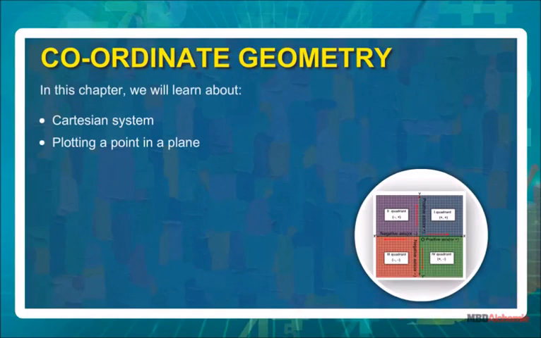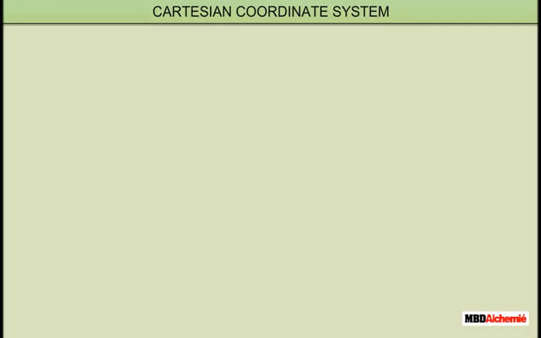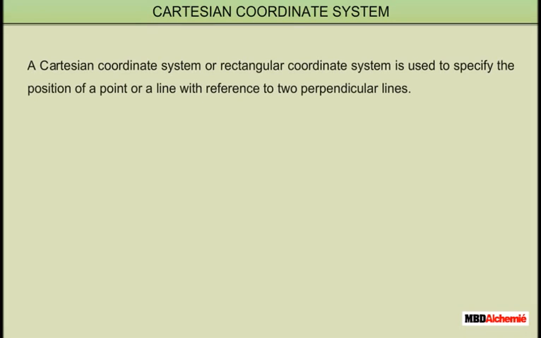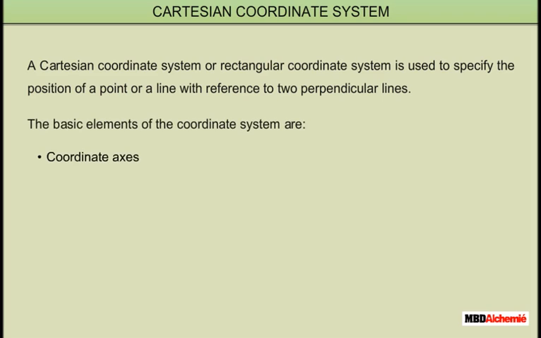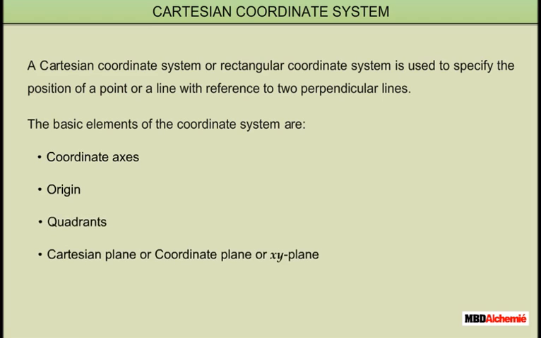In this chapter, we will learn about the Cartesian system and plotting a point in a plane. Cartesian coordinate system: A Cartesian coordinate system, or rectangular coordinate system, is used to specify the position of a point or a line with reference to two perpendicular lines. The basic elements of the coordinate system are coordinate axis, origin, quadrants, and the Cartesian plane, also called the coordinate plane or XY plane.